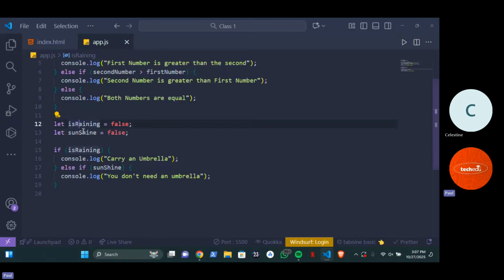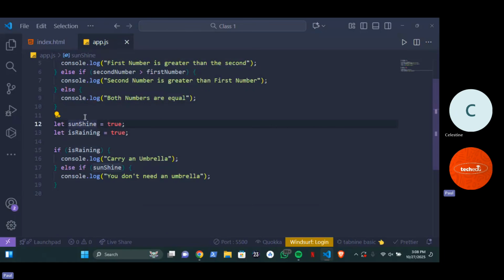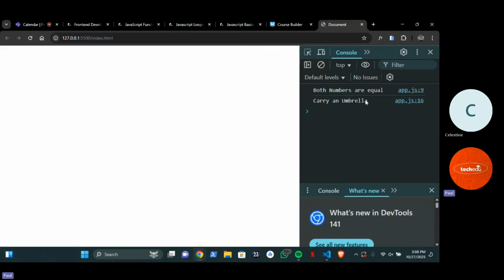No, this one doesn't matter. I can bring this one down now, and it still doesn't matter. What still gets printed out? Let us try it. Let's change this to true, and let us change this to also true. As you can see, your sunshine variable is up and your raining variable is down. But the condition for raining is the first condition, and the second condition is sunshine, which means what comes first is carry an umbrella. You understand it now?